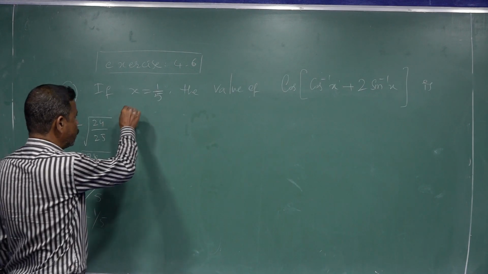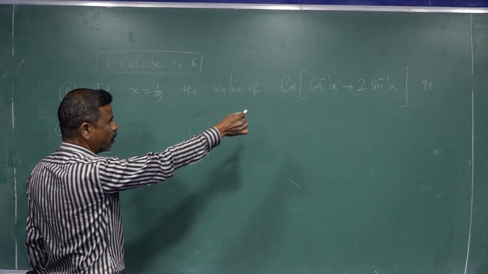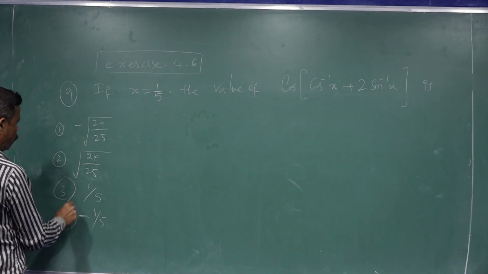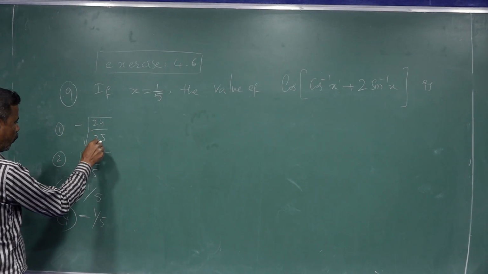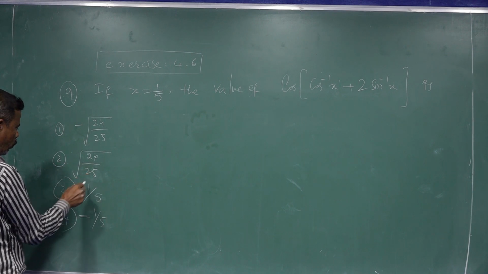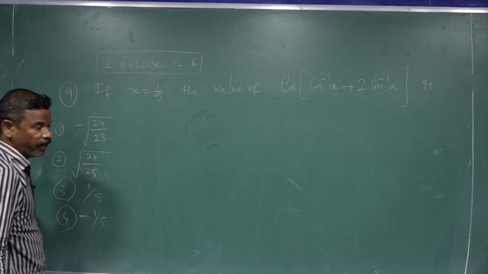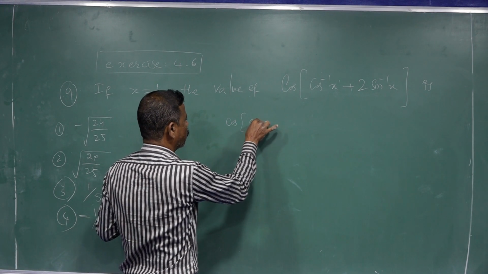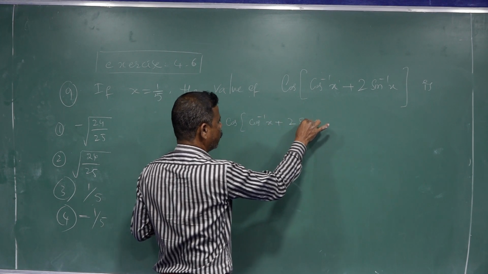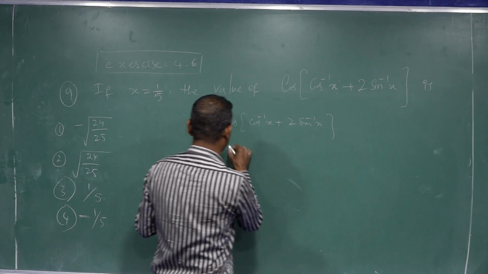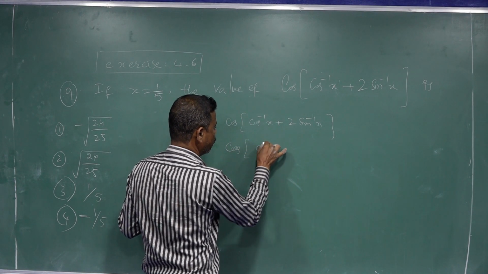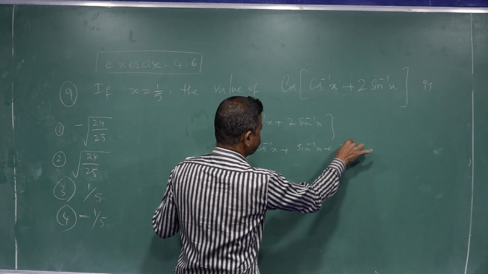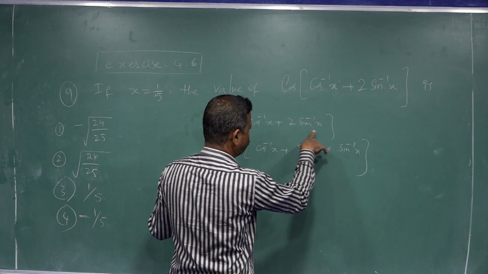If x is equal to 1 by 5, the value of cos inverse x plus 2 sin inverse x is: here values are minus square root of 24 by 25, second square root of 24 by 25, third 1 by 5, fourth minus 1 by 5. Which one is the correct? So given problem, cos of cos inverse x plus 2 sin inverse x. We are asking this. Next, cos of, this is written as cos inverse x. Here 2 sin inverse x written as sin inverse x plus sin inverse x.